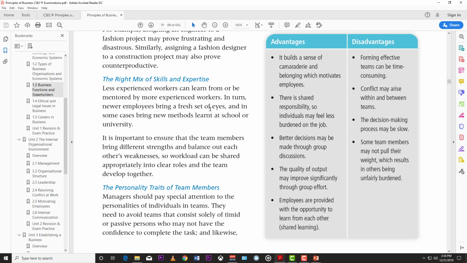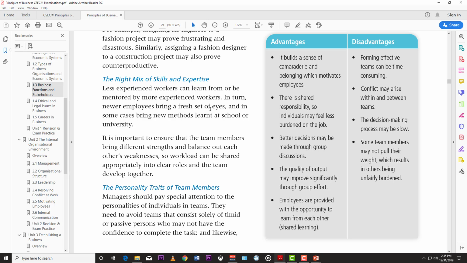2, conflict may arise within and between teams, and even within the team itself. You might have people who are butting heads because everybody has different points of view. So conflict. 3, the decision making process may be slow. Again, it's democratic, so everybody might have a say, an opinion, and that might take time based on the size of the team.